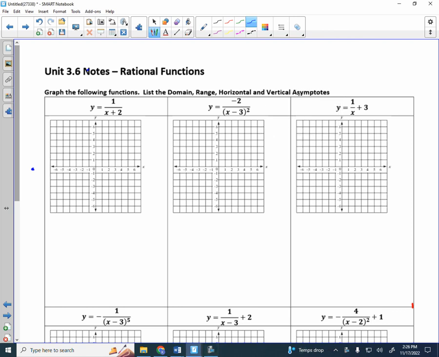Here we go. Okay, we need to review a little bit about graphing rational functions. Fortunately, you guys are extremely intelligent. You remember how to do this. Do you remember the general shape for 1 over x? What's the general shape for 1 over x? Yeah, 1 down there and then 1 up there, like that.